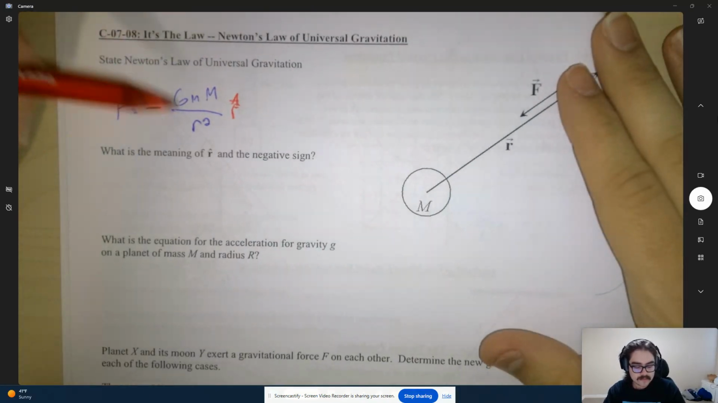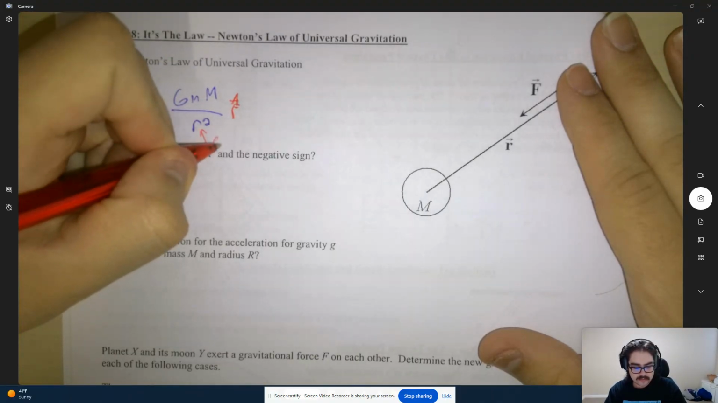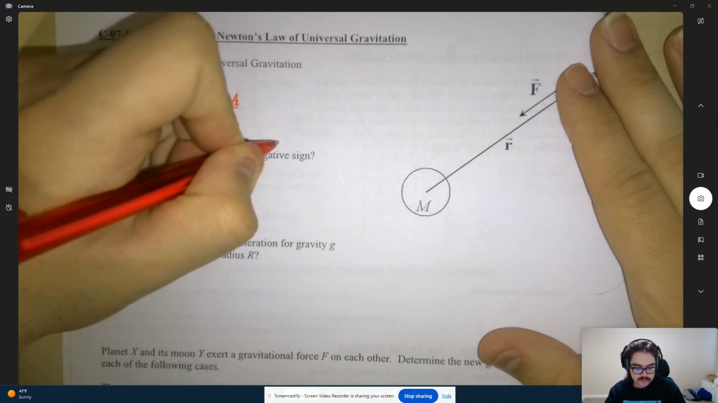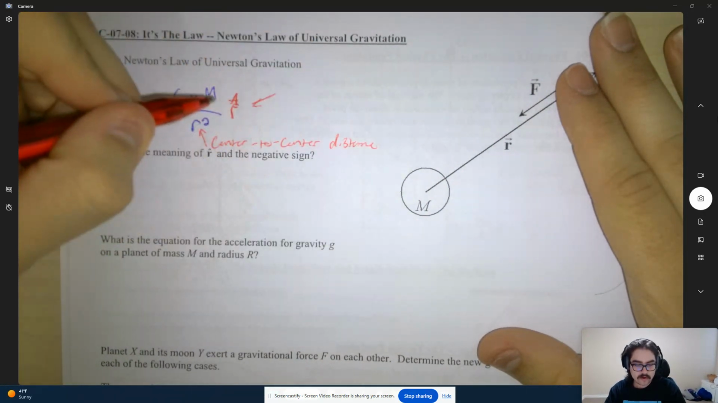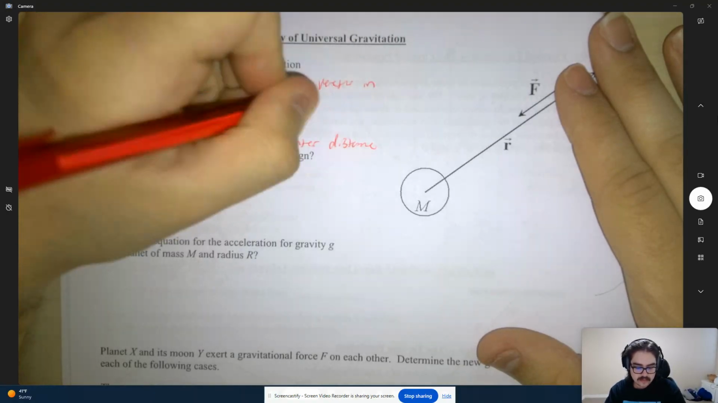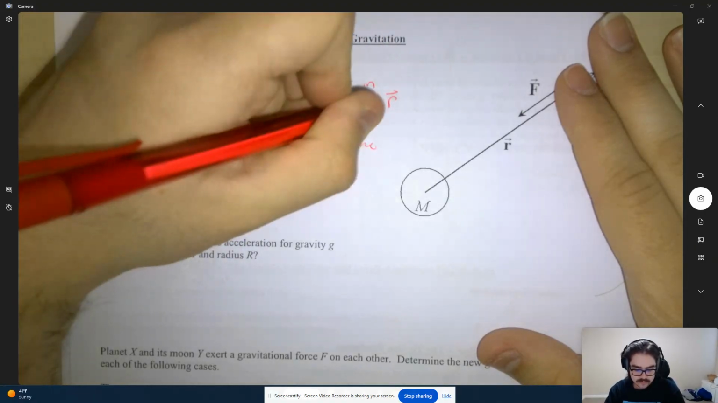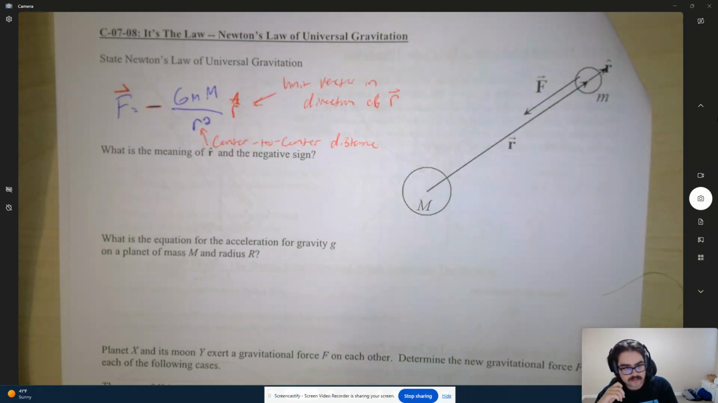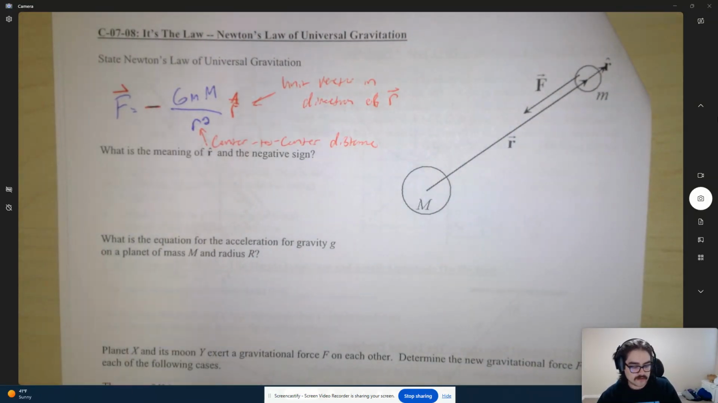What this is telling me is that this little r right here is the center to center distance. And this r hat right here is the unit vector in the direction of r. A unit vector is a vector with length of 1, but it points in the same direction as r. If we multiply it by this, we can ultimately get the magnitude of the vector, or we can turn it into a full length vector.